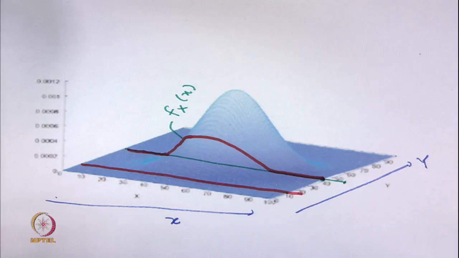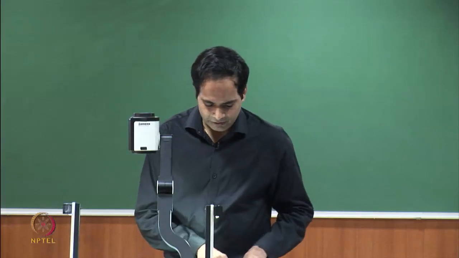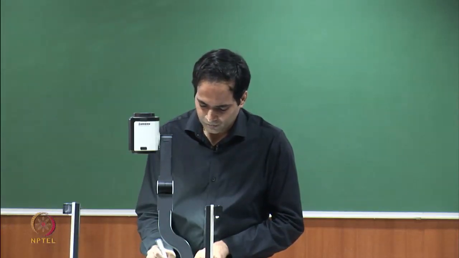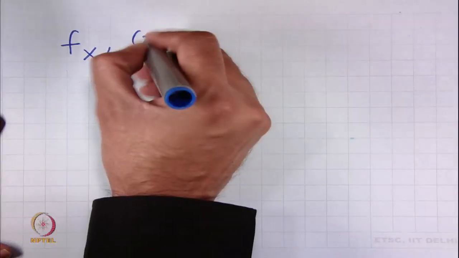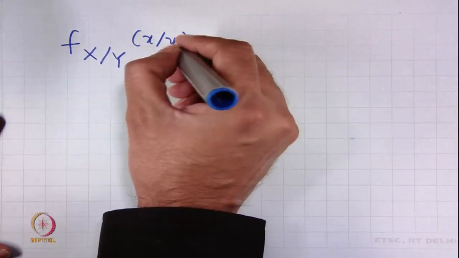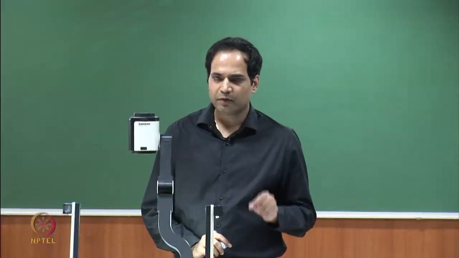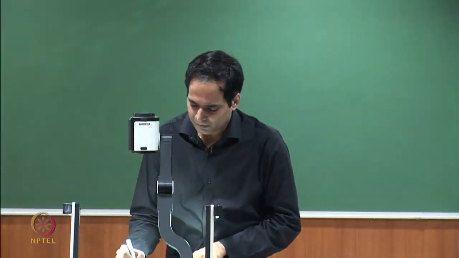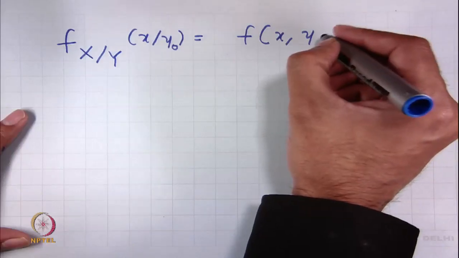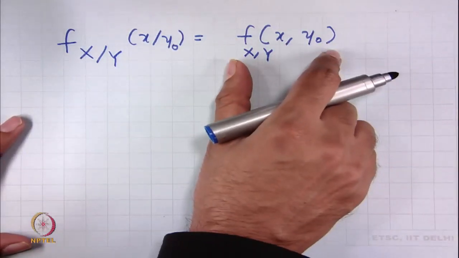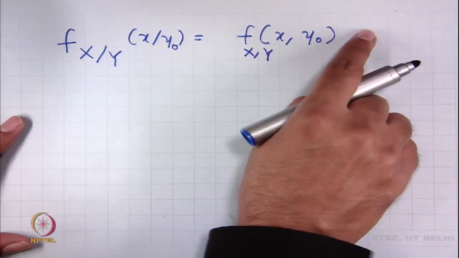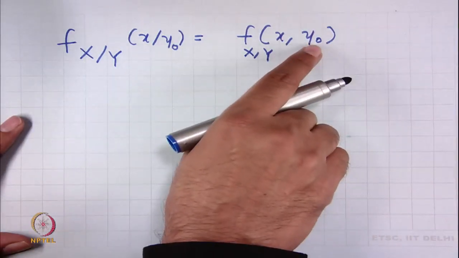So, what I am trying to state is the conditional probability density function of x when the information about y is given, let me say that y is y naught. So, I am being given that y takes a value around y naught. So, what you have to do then is take that joint probability density function and substitute that numerical value of y naught.